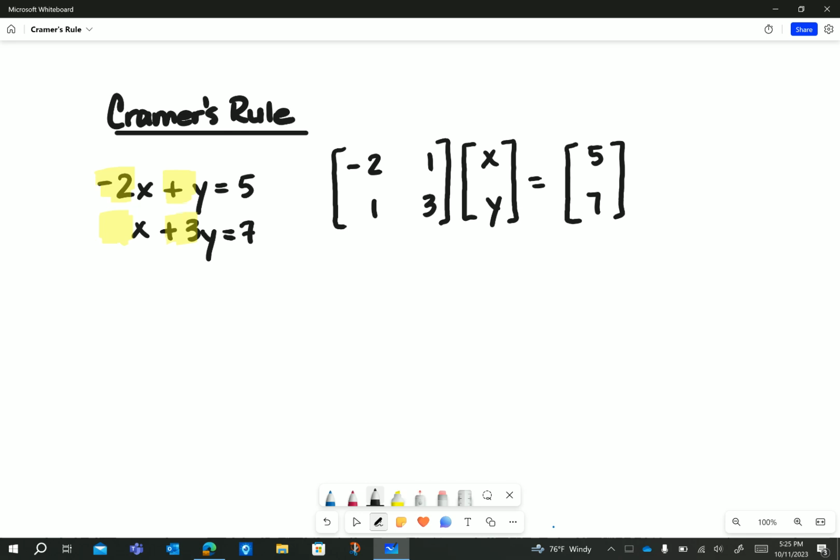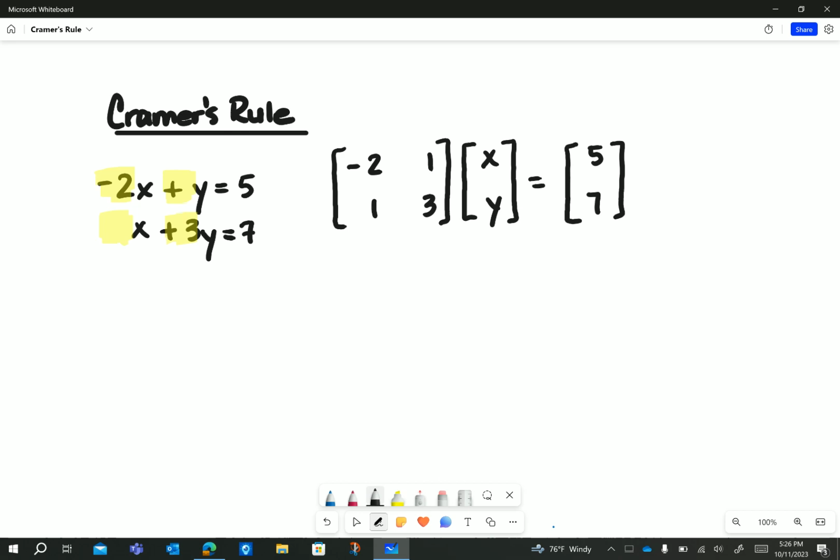And if you look at multiplying row by column, so if you look at multiplying this row by this column, you'll notice that as you pair up the -2 times the x plus the 1 times y, you are ending up with what is on that side of the equal sign. So all you did was rewrite them in a setup using matrices. So our goal is to solve for x and y.